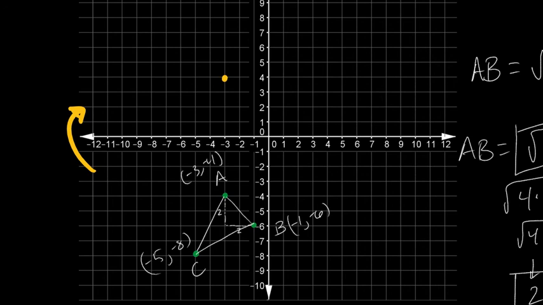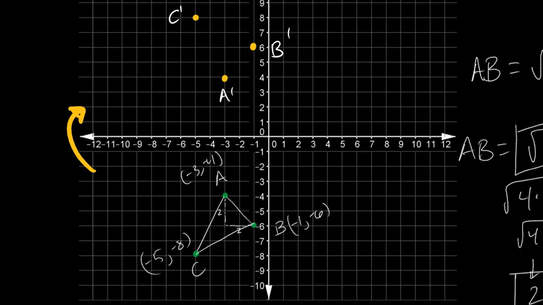Maybe I should write that. I'll write A prime. And then B is going to be at -1 and +6. So here's B prime, and I'll label that. And then the last one, C, it was at -5, -8, and it's going to go to -5, +8, right there. And that is C prime.